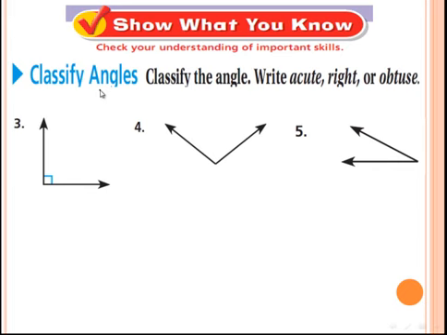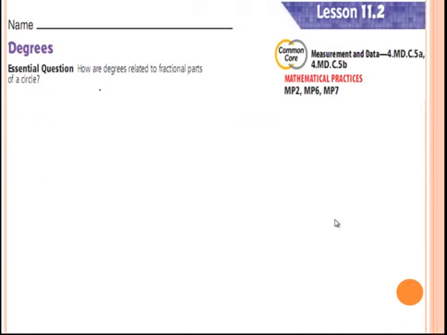Before we start, you should show me what you know. Check your understanding of important skills. Here, as you see, there are 3 questions which are called classify angles. Classify the angle: right, acute, or obtuse. The first one is called a right, great job. The second one is called an obtuse. The third one is called an acute. Well done. Let's go to our new lesson.